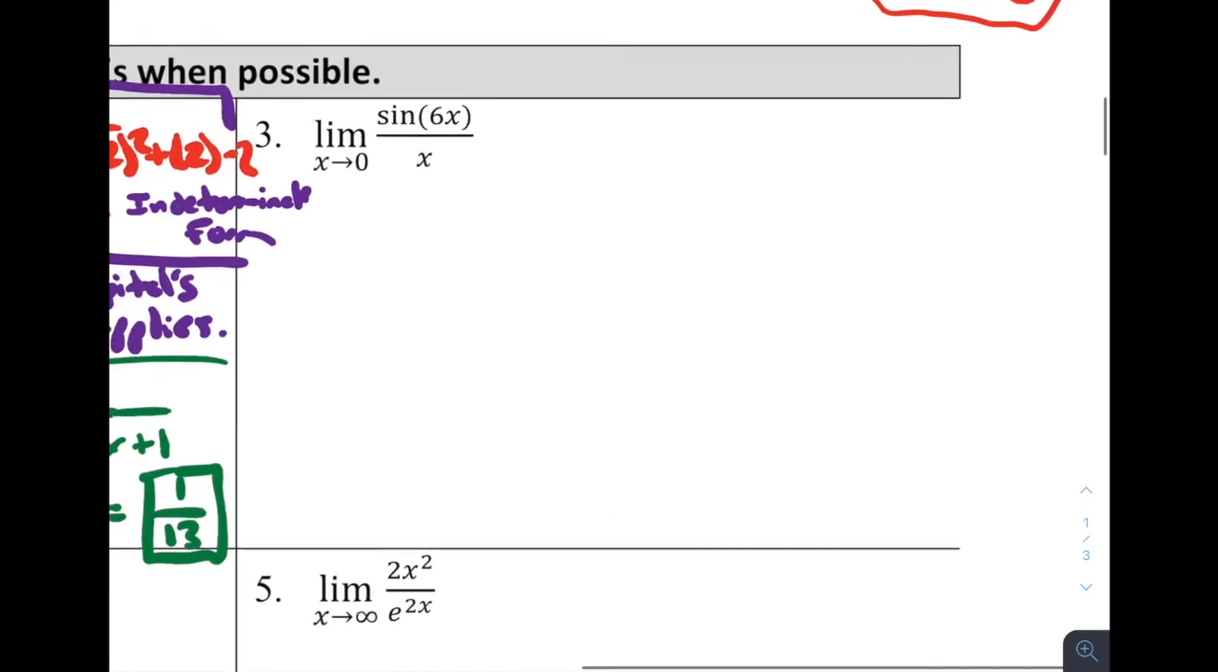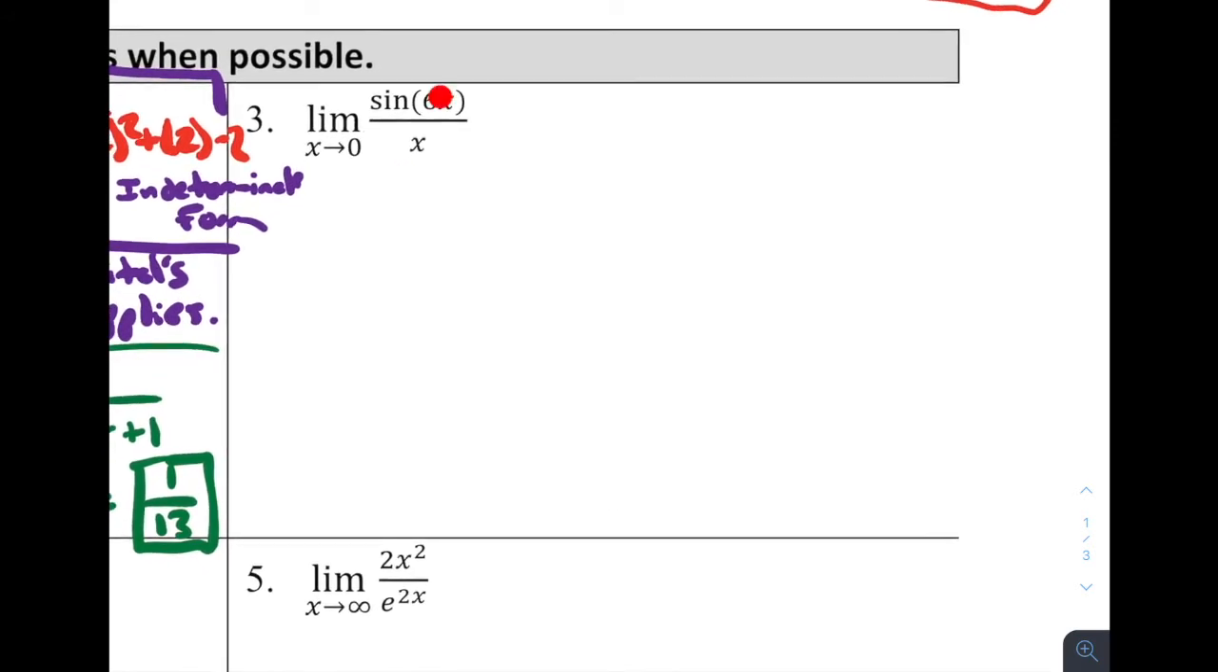Great. Number 3. Let's check this out. For those of you who remember chapter 1, this should look familiar in terms of our special trig derivatives. We could use our special trig derivatives in order to do this one, but we're going to use L'Hopital's rule as well. So let's do the direct substitution first. What happens if we plug in that 0? We get sine of 6 times 0 divided by 0. And so sine of 0 is 0, so I have 0 over 0, which is indeterminate form.